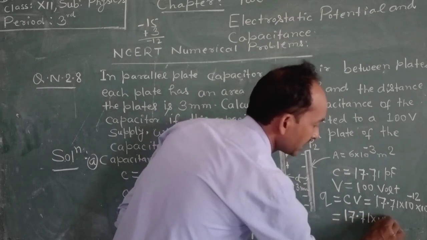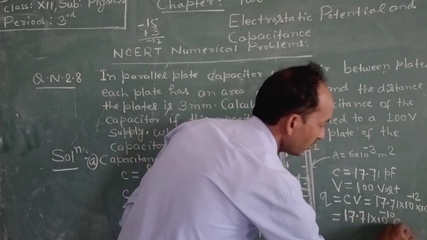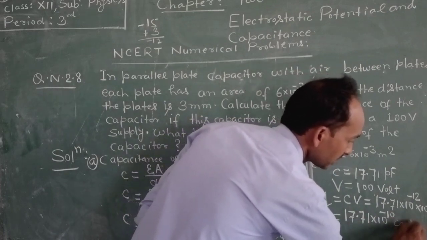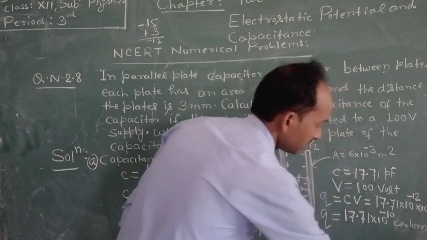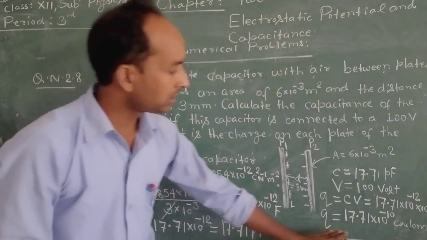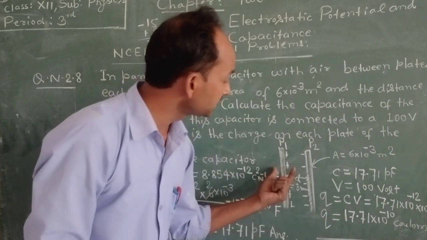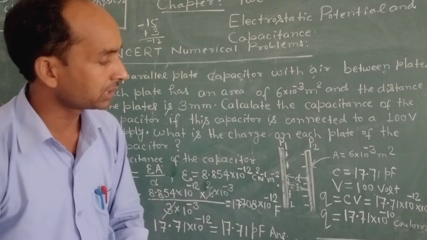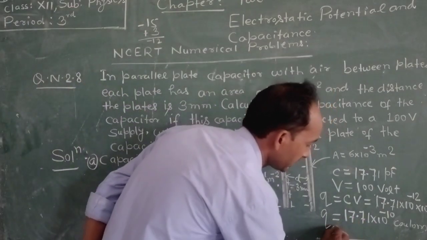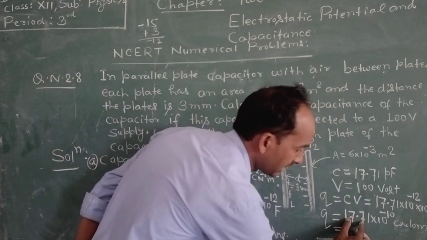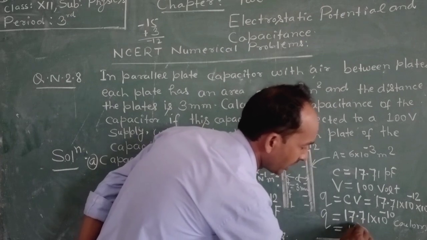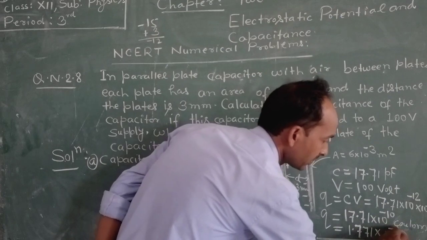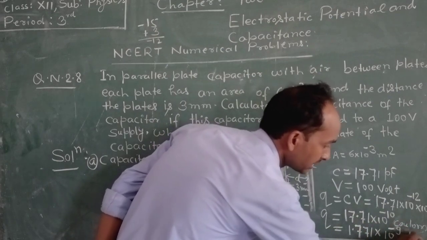So it becomes 17.71 into 10 to the power minus 10 coulomb. This is the answer: each plate has the charge 17.71 into 10 to the power minus 10 coulomb, or it can also be written, when we divide by 10, as 1.771, and on multiplication by 10 the power reduces, so 1.771 into 10 to the power minus 9 coulomb.